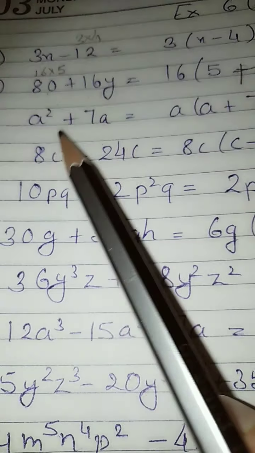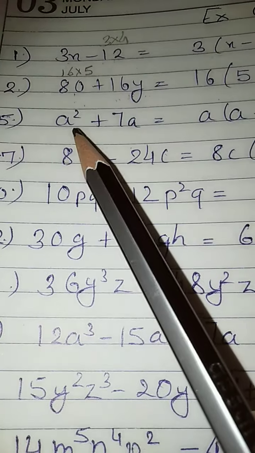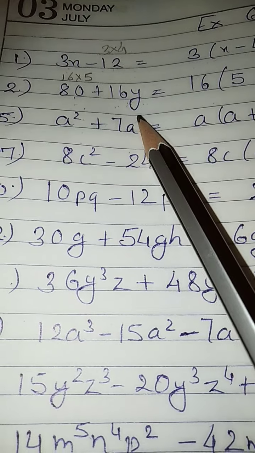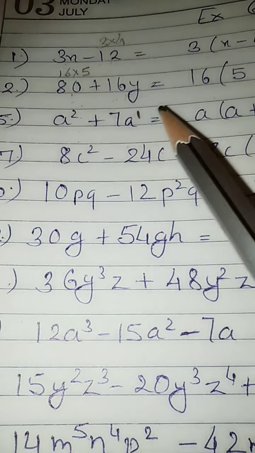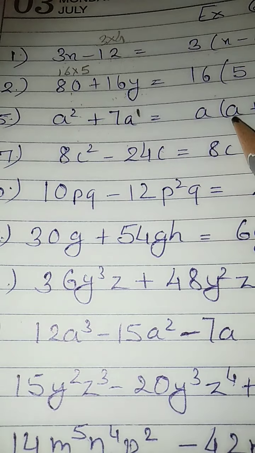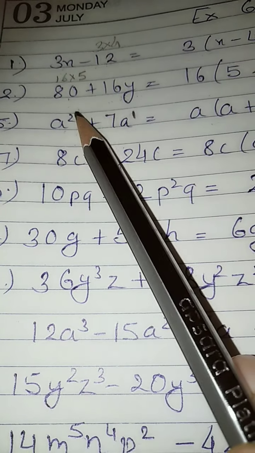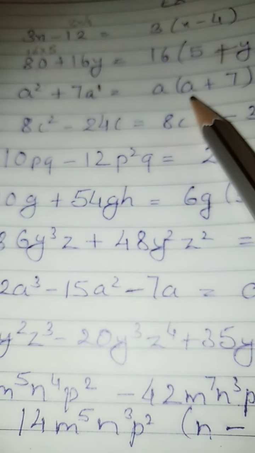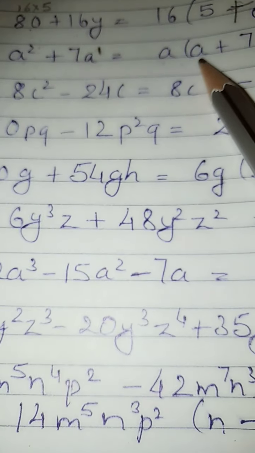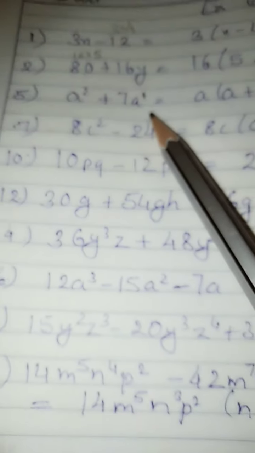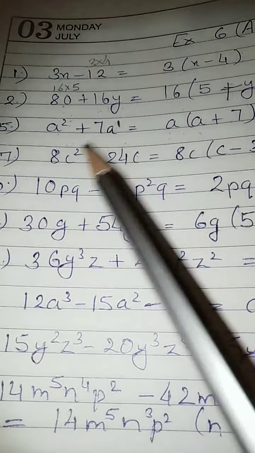Now here it is a square plus 7a. Now you can see here the power of a is 2 and here the power of a is 1. So the smallest power of the variable can be taken as common. So a will be taken. Here it is power 2, so 1a we have taken as common. One more a will be there inside the bracket, and here plus 7. So this is the factorization of a square plus 7a.